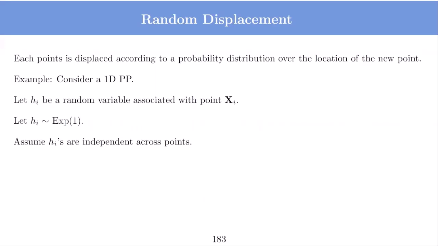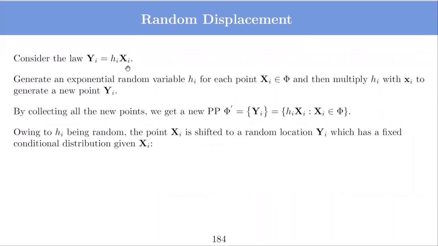So let us take one example here. Consider a one-dimensional point process and let hi be a random variable associated with each point xi. So for every point xi, we generate one hi. And this hi is, suppose, an exponential random variable, and these are independent across points. And then we take the xi, multiply by hi, and whatever value we get, we displace the point to this new location. Because hi is random, this displacement can be random. Sometimes hi is less than 1, the point will shrink. If hi is more than 1, the point will expand, it will go further away.